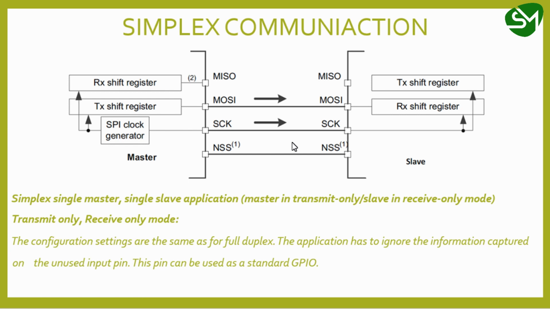So the next mode of communication is simplex communication, where we connect MOSI of master to MOSI of slave, and clock to clock and slave select to slave select. Here only one mode of communication is possible. Either the master can transmit or the slave can transmit. Only one is possible. Bidirectionally, it is not possible for the master and slave to receive and transmit data.